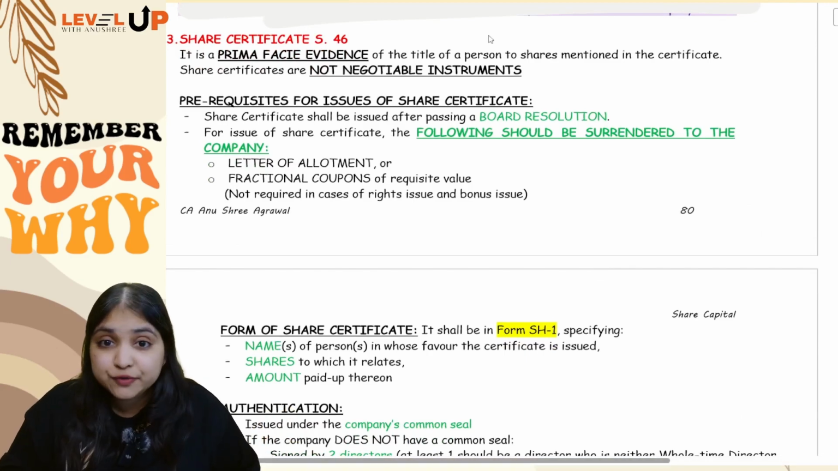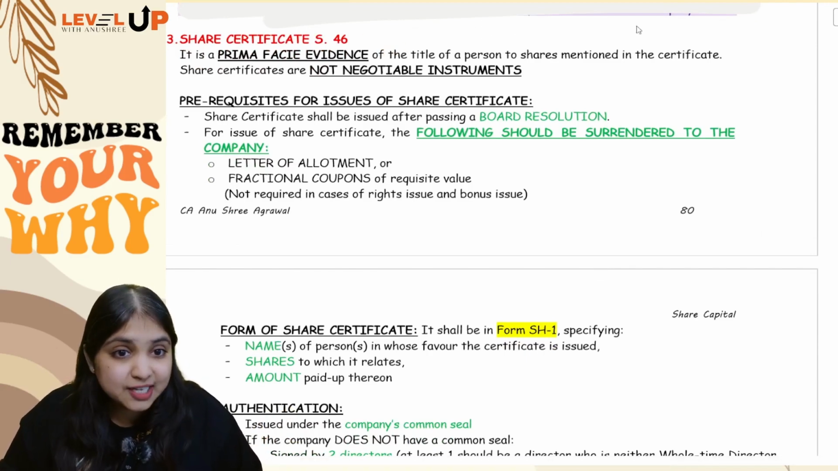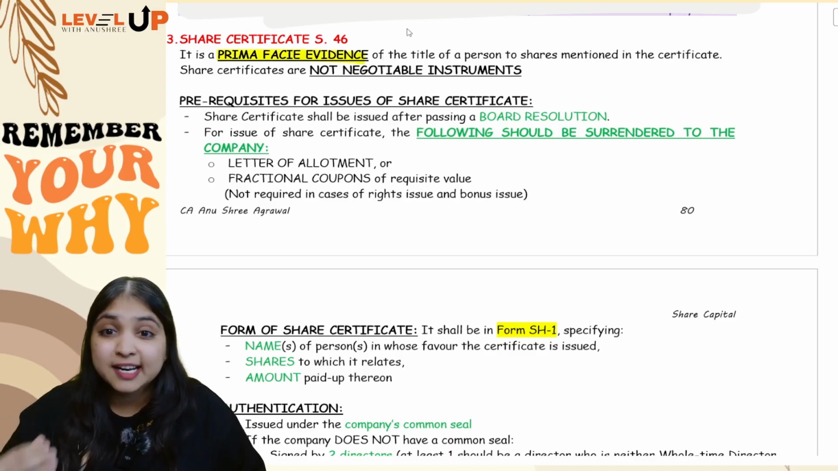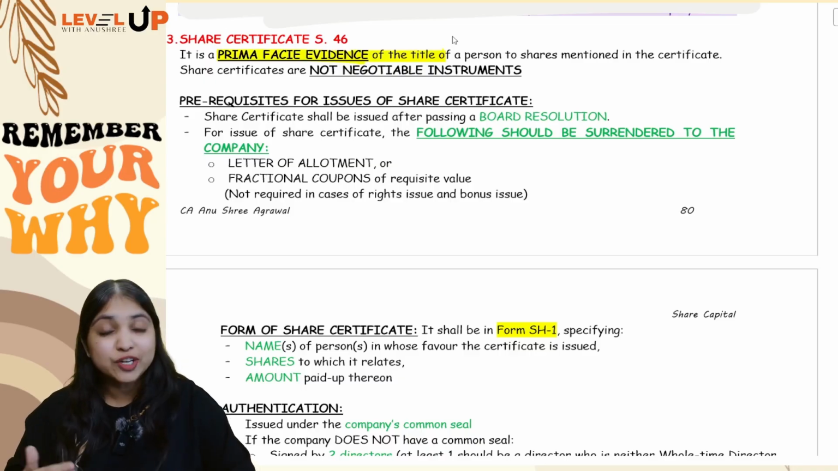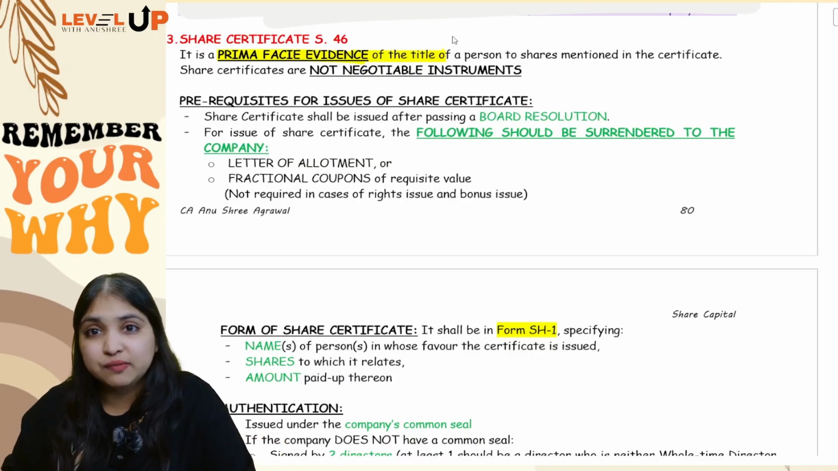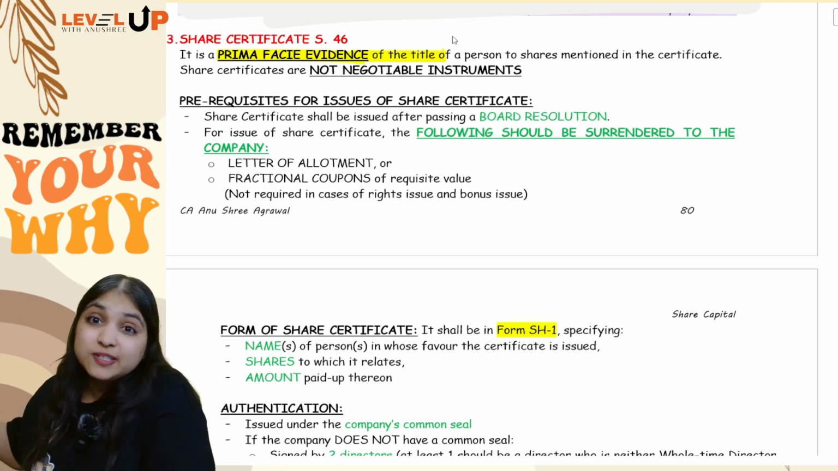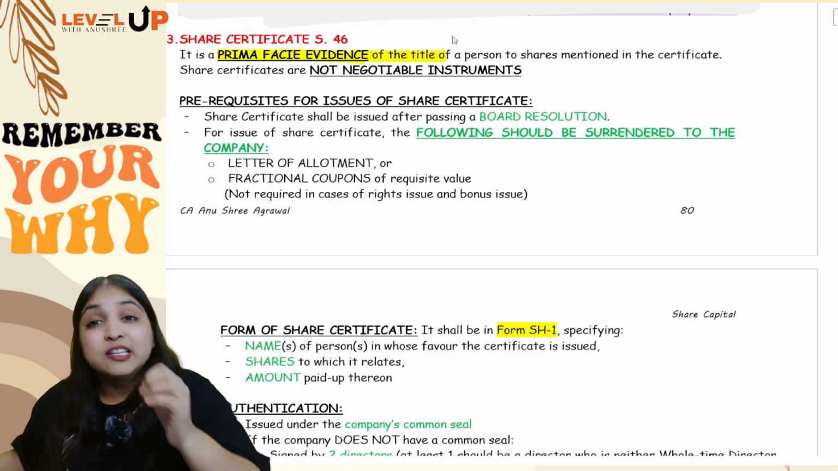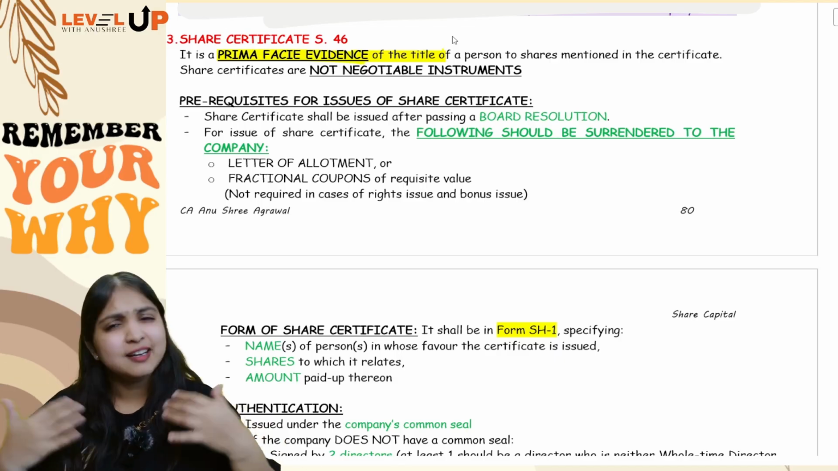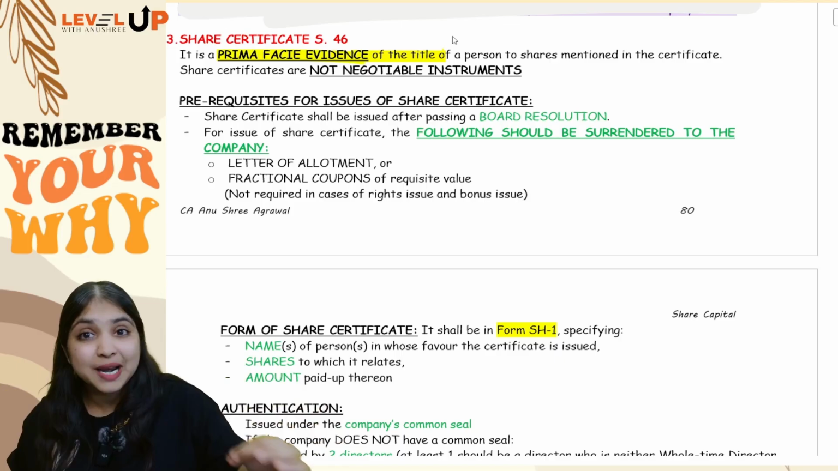Share certificate, first of all we discussed, it is a prima facie evidence of title. Prima facie evidence means it's not a conclusive evidence. It's only a prima facie evidence of title, which means if there's a share certificate which contains my name, your first impression will be that, your first thought will be that, looks like ma'am is a shareholder of the company. So share certificate is a prima facie evidence of title. It's not a conclusive evidence, it's only a prima facie evidence.